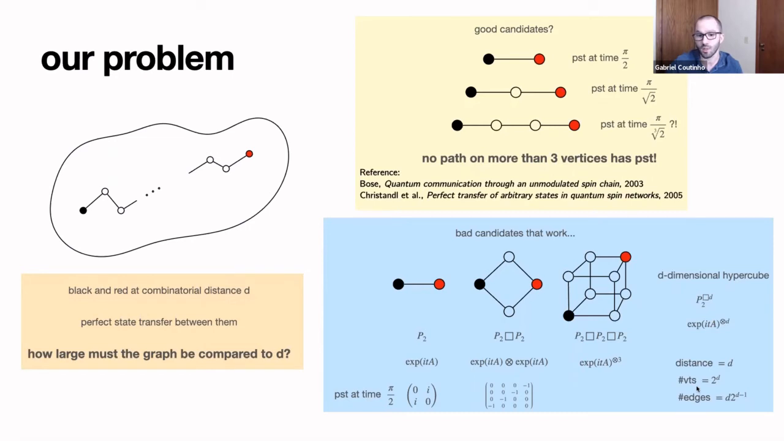However, the number of vertices is exponential. So 2 to the d vertices, and the number of edges is d times 2 to the d minus 1. If the number of vertices is exponential and the graph is finite, the number of edges is also going to be exponential, and that's actually what you get. Okay, so we can construct families of graphs with PST at increasingly large distances.